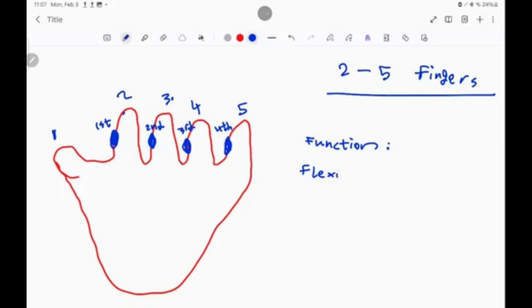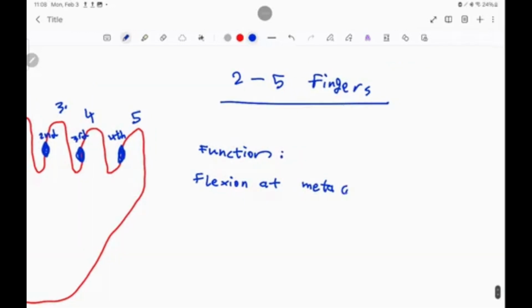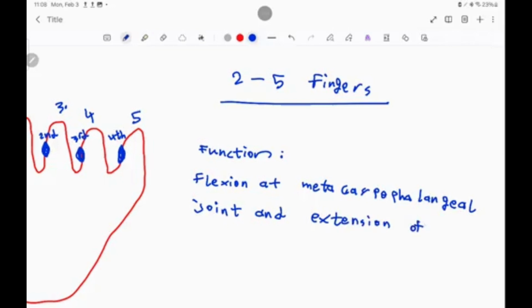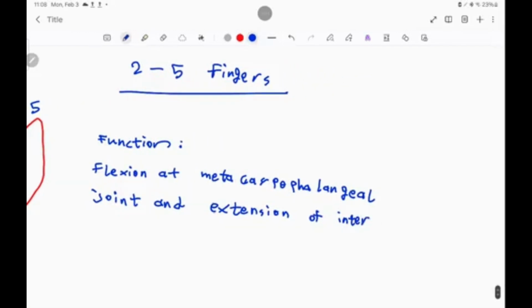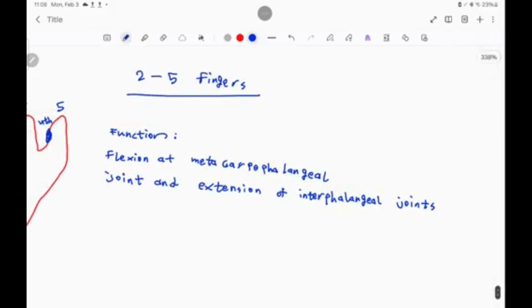Flexion at the metacarpophalangeal joints and extension of the interphalangeal joints.